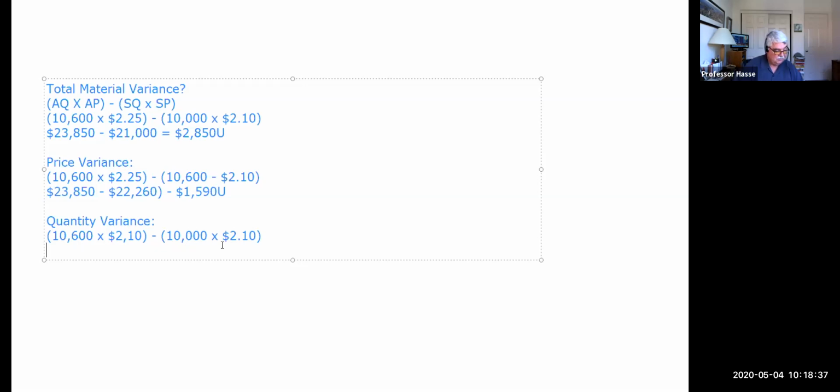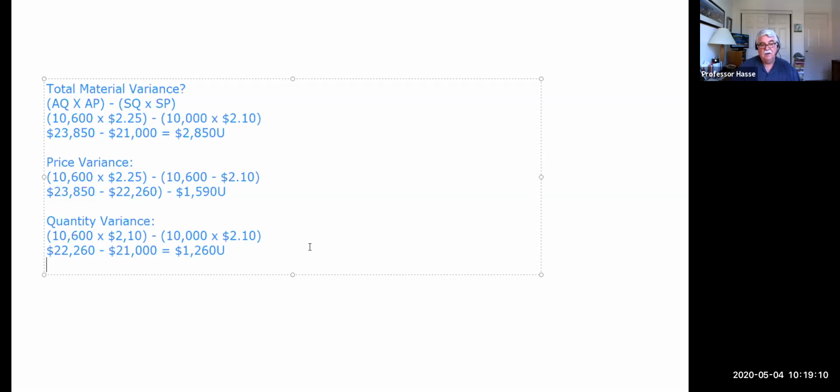We do the arithmetic, $22,260 minus $21,000 equals, we spent again too much, $1,260 unfavorable. So by using 600 units more, we had an unfavorable quantity variance of $1,260.